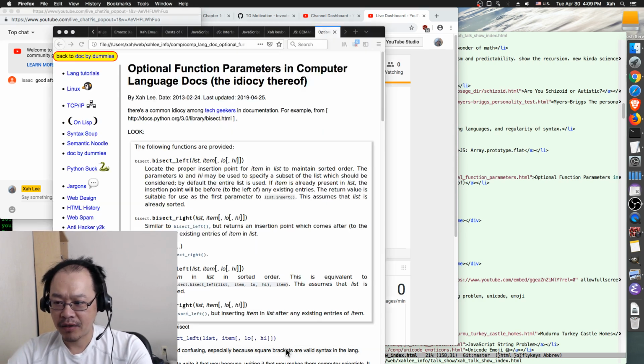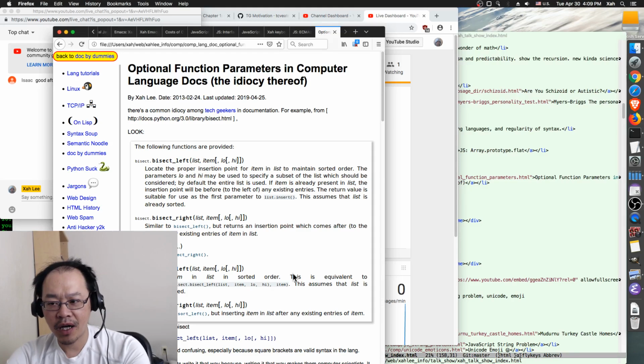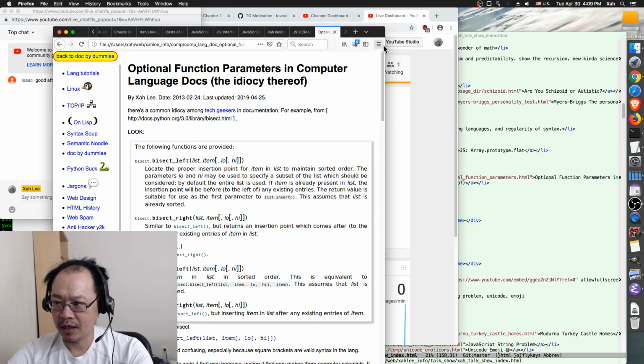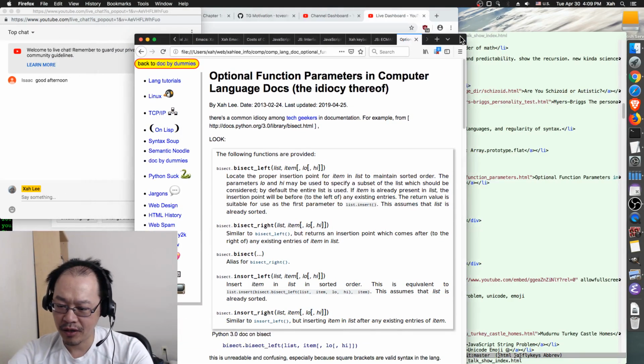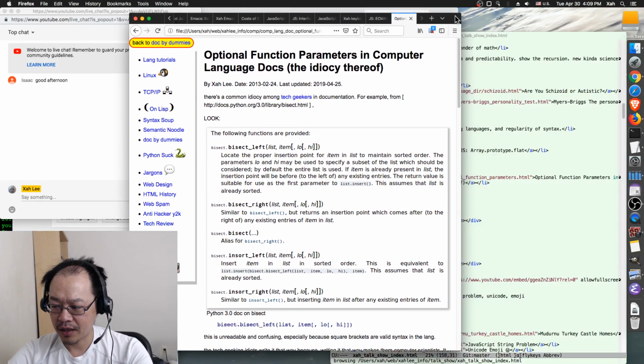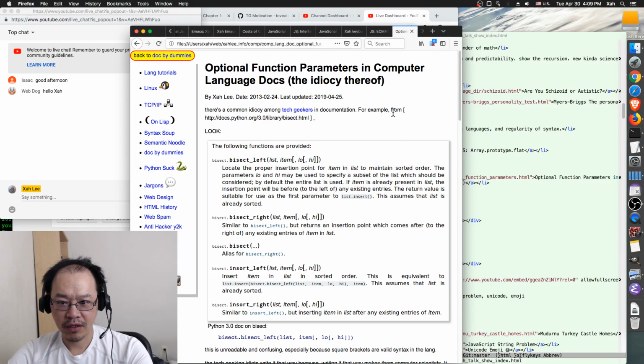So we're gonna talk about the optional function parameter in computer languages. I don't have a set topic today yet, so we're gonna just see.